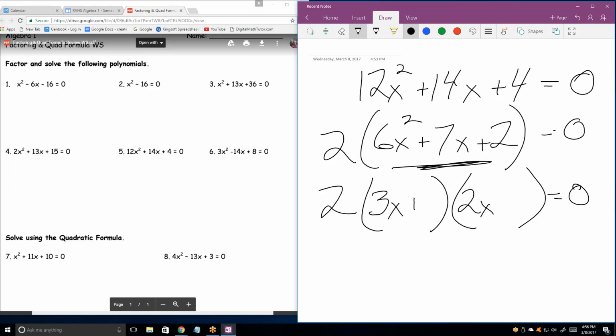All right. Now it's strictly trial and error. I've either got a 2 here on the left and a 1 on the right, or the reverse. That's my only choices. Okay, well, let me try 1 there and 2 there. Does that produce the proper middle term of 7x?